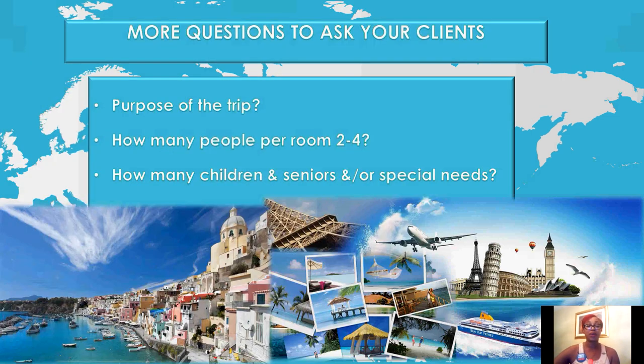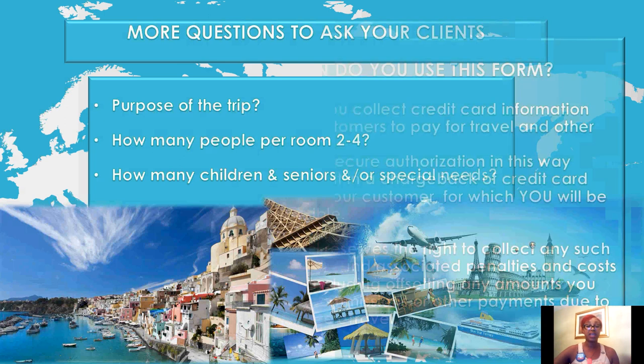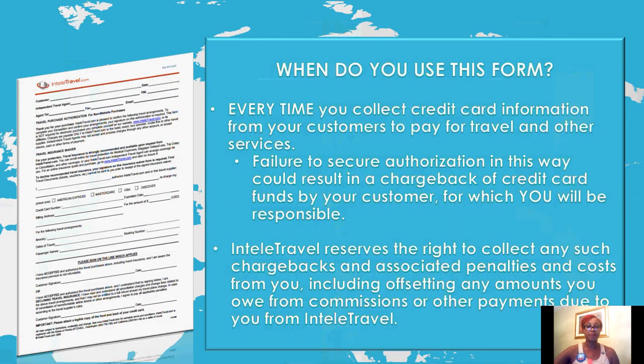These are some of the more questions. The purpose of the trip, how many people per room, especially when you're dealing with groups, you want to know that. How many children and seniors or special needs, you want to be able to contact your hotel or your supplier and let them know that you have a special need, someone with special needs or seniors or children. You want to let them know so that they can make provisions for them, okay?